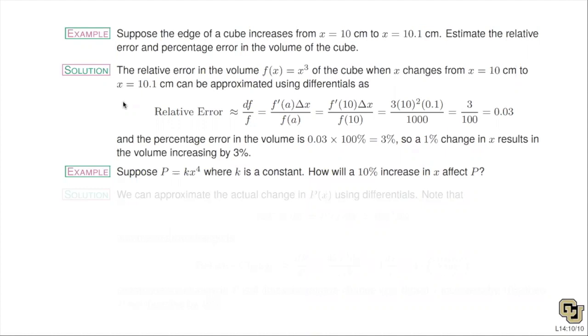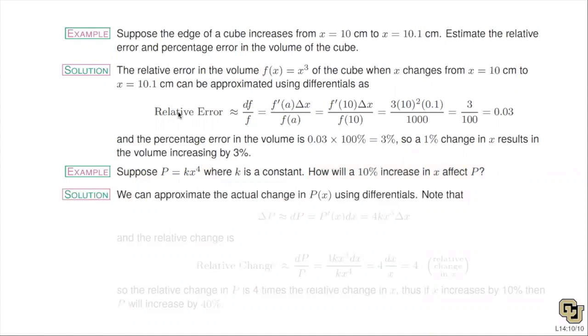I want to do a slightly trickier example. So here we're given some function p that's equal to k, where k is a constant, times x to the fourth. So p is the output variable and x is the input variable. So the question asks, how will a 10% increase in the input variable affect the output variable? So if I increase the input variable by 10%, will that increase the output variable by 20% or 30%? That's the question here.